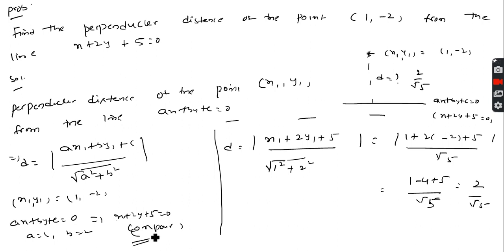So, what is the basic formula? The basic formula is ax1 plus by1 plus c by root of a square plus b square, and we know the value of x1, y1 is 1 comma minus 2, and the given straight line is ax plus by plus c equal to 0, which is x plus 2y plus 5 equal to 0. From that, a value equals 1 and b value equals 2. We compare these two. Finally, the distance equals modulus of x1 plus 2y1 plus 5 by root of 1 square plus 2 square, that is nothing but 2 by root 5.